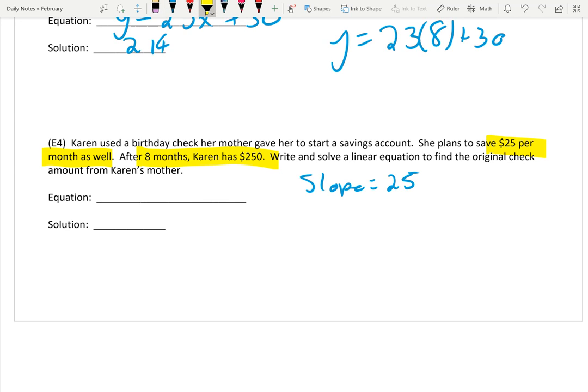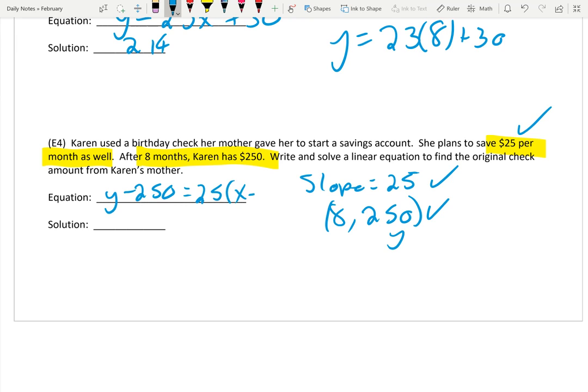We're also given 8 months. Karen has $250. You have to recognize that this is a point. 8 months, $250. That coincides together as a point. So we have a point and we have a slope from what we're given here. $25 per month is a slope. 8 months, $250 is a point. So I'm going to write a point-slope equation from this. y minus 250, since 250 is my y, equals my slope, which is 25, times x minus 8.